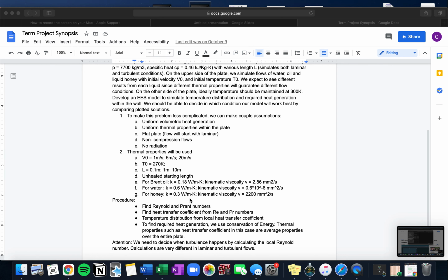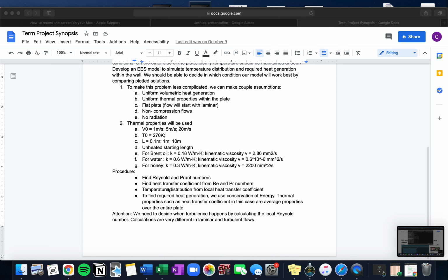So over here are the thermal properties that we will use to solve our problems. We have the free stream velocity, free stream temperature. We have several lengths of the flat plate. So in our simulation, we will use oil, water, and honey as 3 different flow conditions.